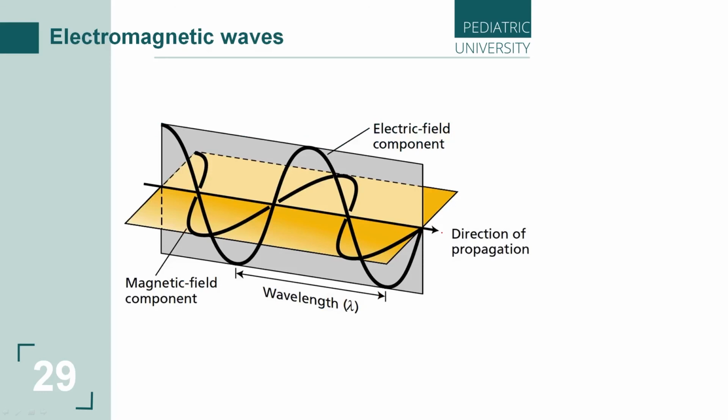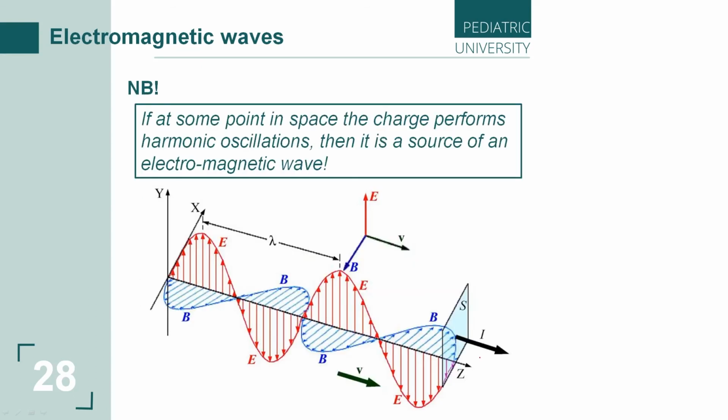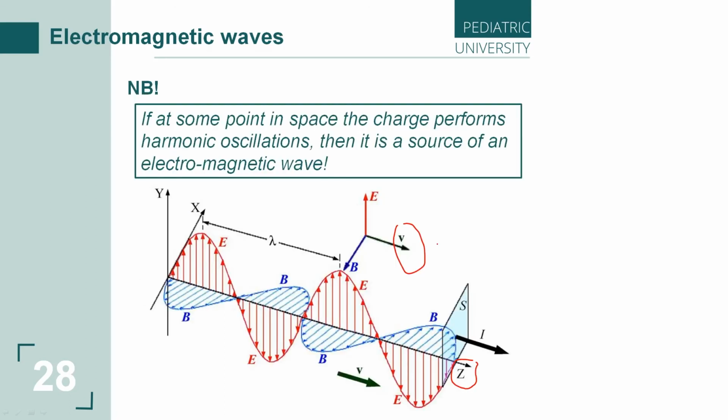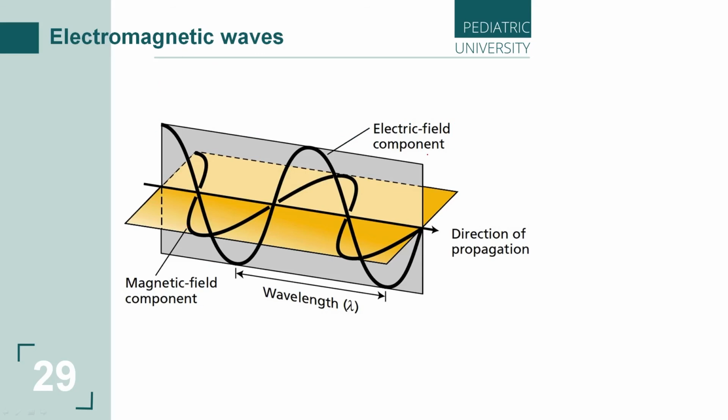What components? Let's see. The first component is along the Z axis. This is the direction of wave propagation. This is the velocity of the wave. The direction of propagation. So, what else? What about the OX line? This is the red part. This is the electric component, the electric field component.